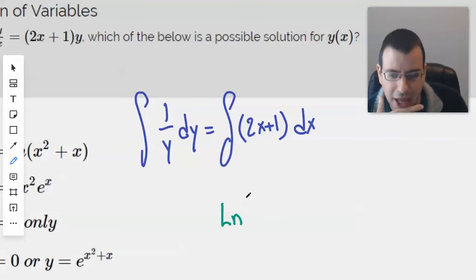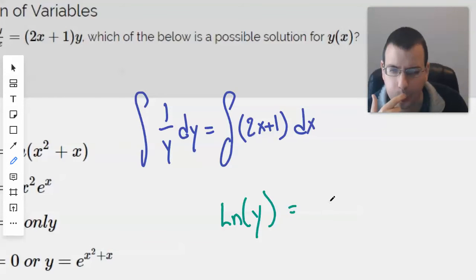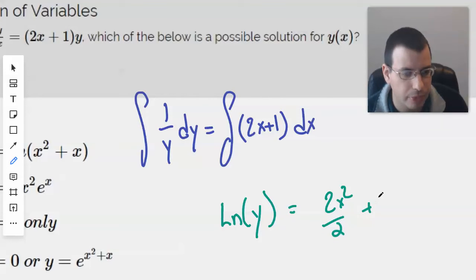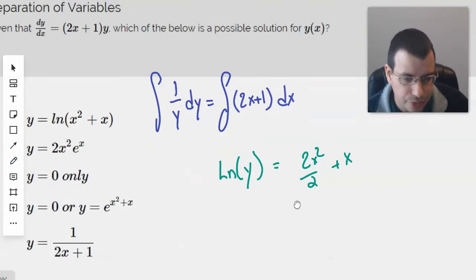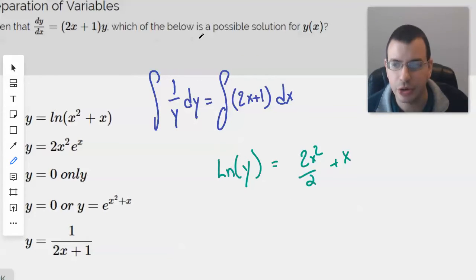Okay, so then we have natural log of y, because the integral of 1 over y will be natural log of y. And we have the integral of 2x plus 1, which would be 2x squared over 2 plus x. And then we're trying to find which below is a possible solution for y of x.